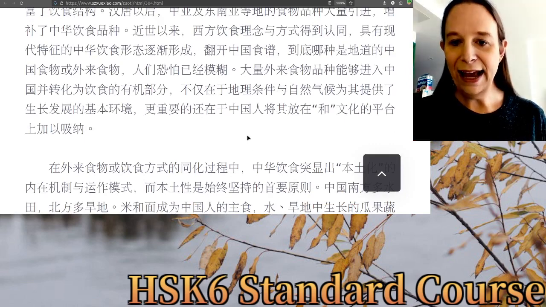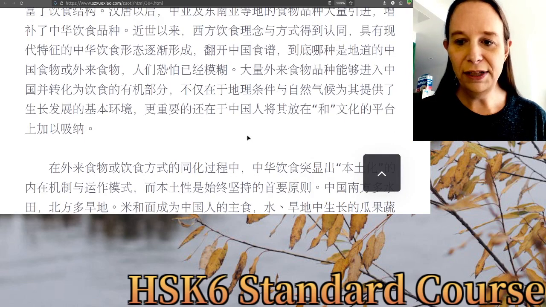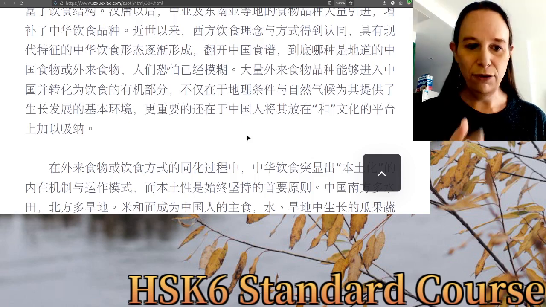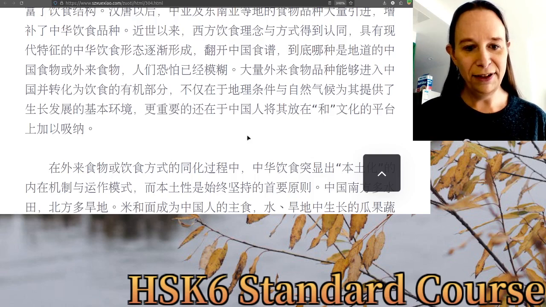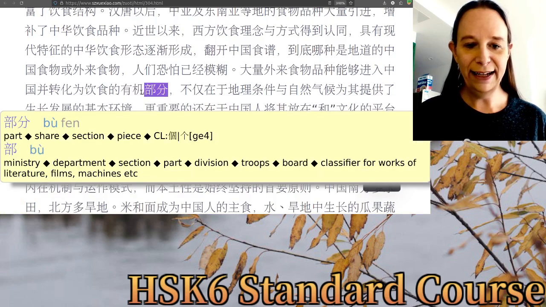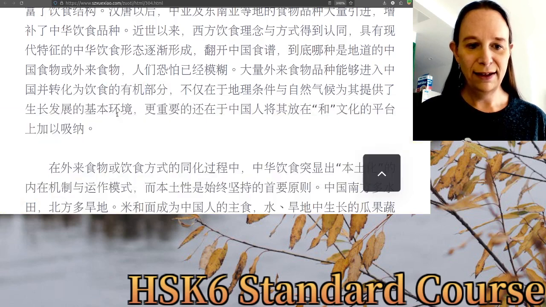大量外来食物品种能够进入中国，并转换为饮食的有机部分，有机 organic. What is 有机部分 organic parts? I'm not quite sure what that means here.